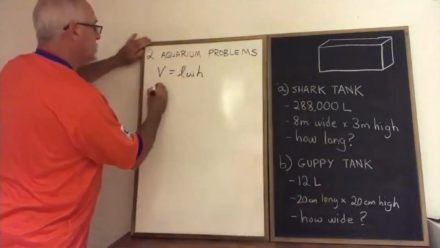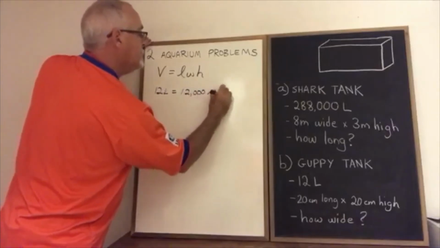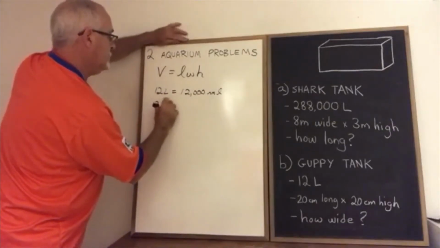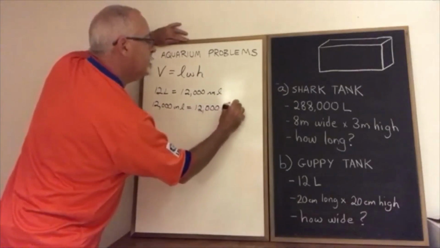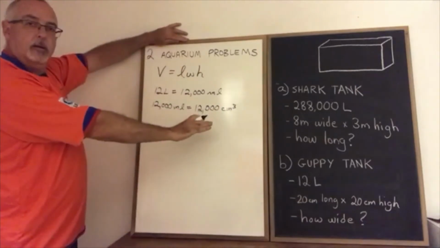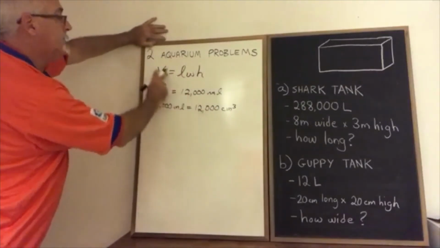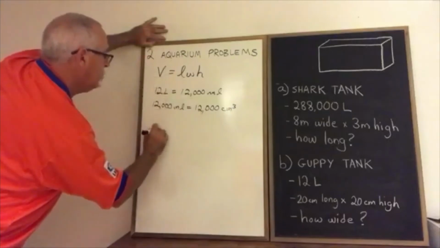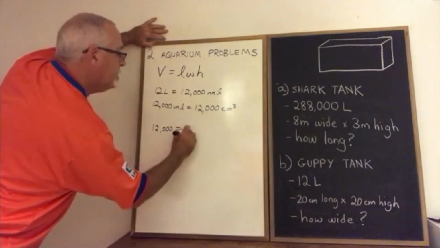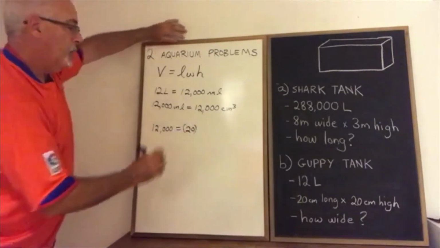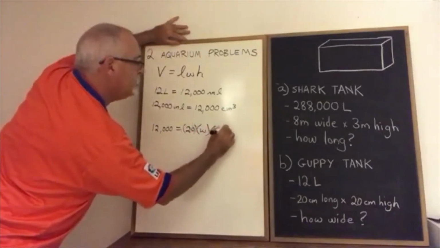So the first thing I'm doing is saying 12 liters is equal to 12,000 milliliters. 12,000 milliliters is equal to 12,000 centimeters cubed, and this time I'm going to stop there. I don't want meters cubed. 12,000 centimeters cubed is convenient to plug into the formula. Again, it's a volume, so the V is being replaced with 12,000. The length we know, it's 20 centimeters. The width is our unknown this time, and the height is also 20 centimeters.